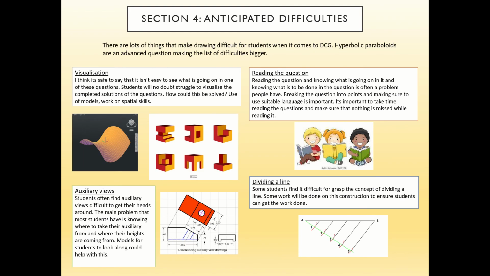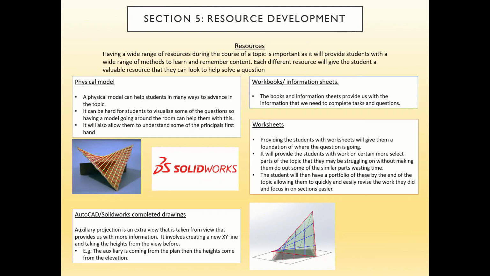Section 4 then. The four big anticipated difficulties that I found were visualization and reading the questions. That was always a big one whenever I was in school, as there was always somebody in the class who just couldn't understand what was going on. Then auxiliary views, where some people just don't know where to look along. And dividing the line, simple things like that can always be a bit more difficult for them to see what's meant to be happening.